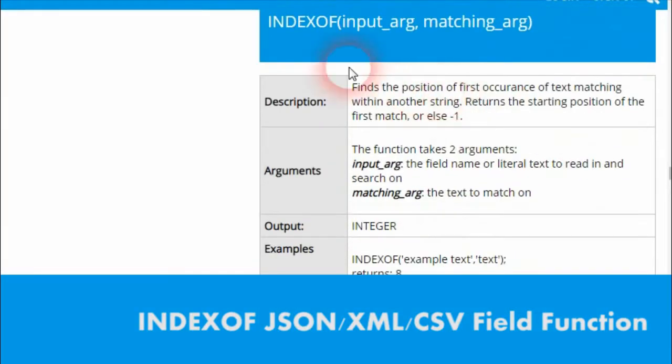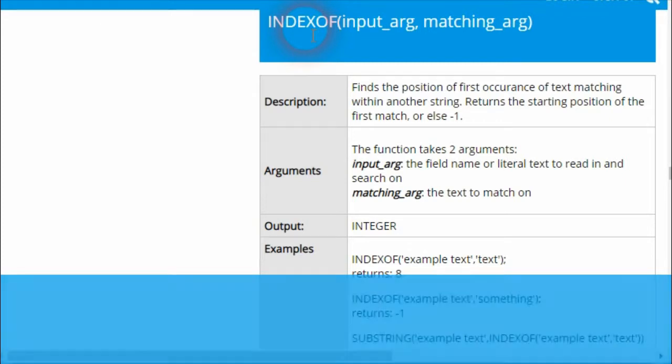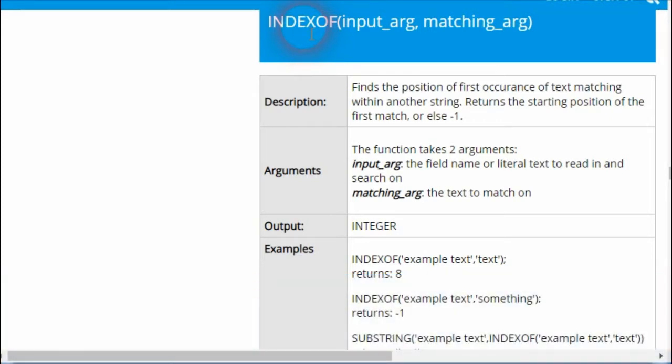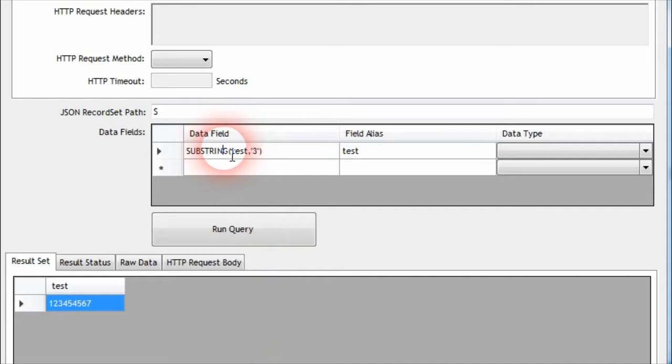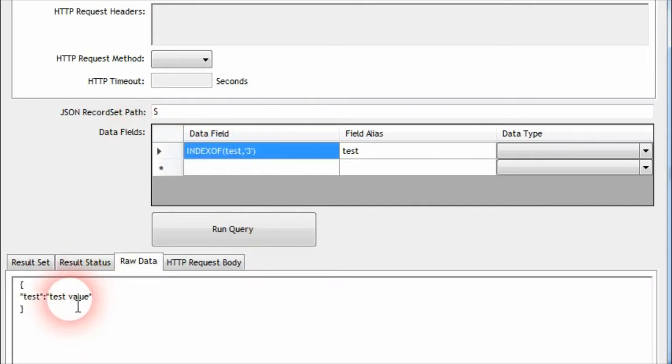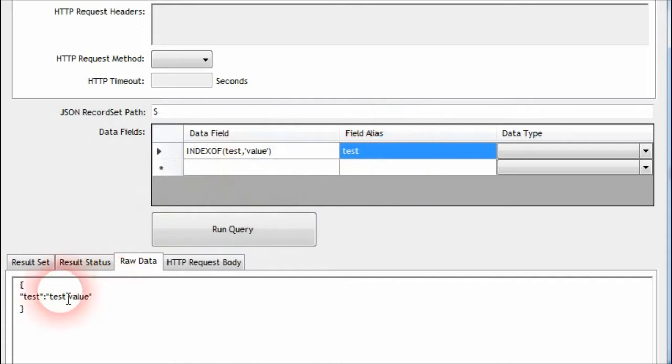The next function we'll be looking at is the new INDEXOF function, and what this allows us to do is get the position, or the index, of the first character where a matching text has been found. So if we take an example of this and use the INDEXOF function, we may want to know the position of where the word value first starts within this text string. So what we can do is give it the name of the property within the JSON or literal text, and then say find me the word value within its text string.